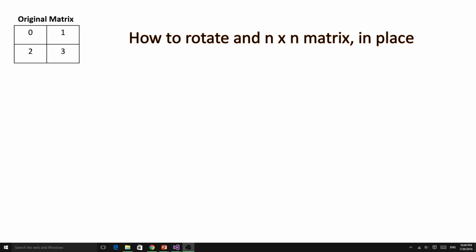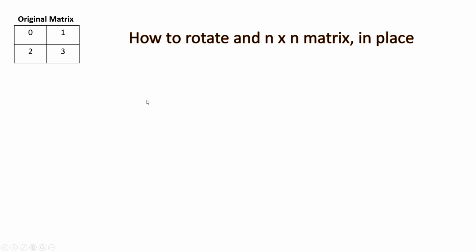So how to rotate an n by n matrix, so either a 2 by 2 or 3 by 3, a square matrix, in place. So how to do it without just creating a new matrix. So what do we mean by rotate? Well, I'm going to rotate it 90 degrees.